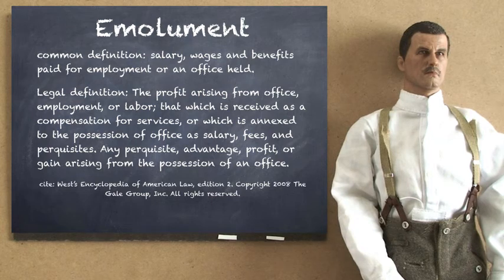It's from a legal dictionary. It says, emolument is the profit arising from office, employment, or labor, that which is received as compensation for services or which is annexed to the possession of office as salary, fees, and perquisites. Any perquisite, advantage, profit, or gain arising from the possession of an office. So you can see it's really anything you get that has value. Could be money, could be a gift, could be a free lunch. It could be a country club membership, really anything would be considered an emolument.